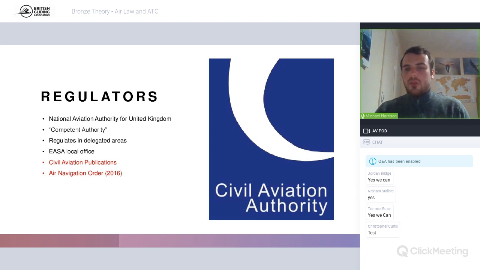You'll also see sometimes the regulations refer to a competent authority. For the UK, that would be the CAA. Now the CAA publishes their regulations in what's called civil aviation publications. And there's also a thing called the Air Navigation Order, which is actually an act of Parliament. That is our aviation law in the UK.